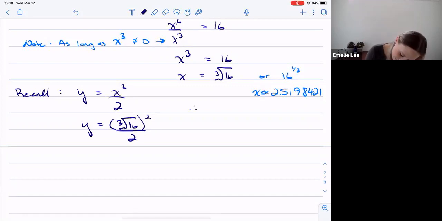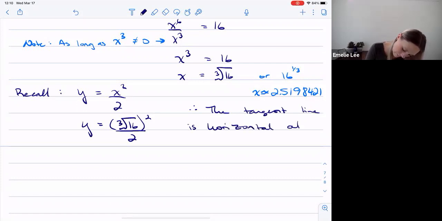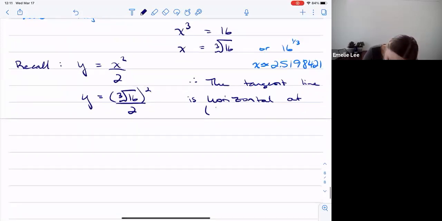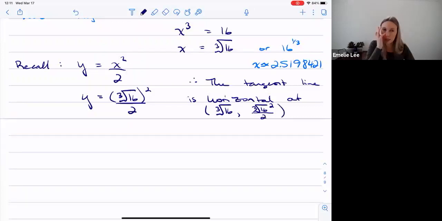So then I'm going to do a little conclusion here on the same page. Therefore, the tangent line is horizontal at the third root of 16 and the third root of 16, oops, cramming it in here, the third root of 16 squared. If you want to do 16 to the power of 2 over 3, that's fine. And then divide it by 2.